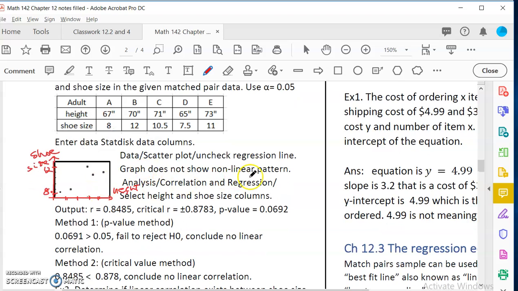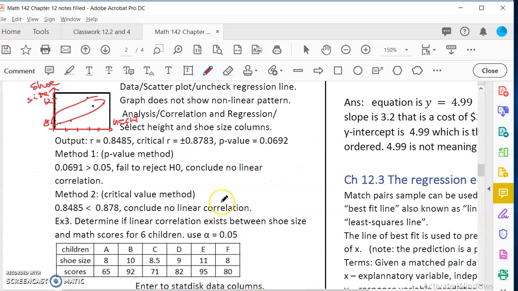And then you describe it a little bit. You say that the graph does not show a linear pattern. There seems to be an upward pattern, an upward positive correlation pattern. Is it strong? It's not very strong. Then we have to check if there's linear correlation. So I do both of them. P-value method: 0.0691 is just greater than 0.05. So conclude no linear correlation.